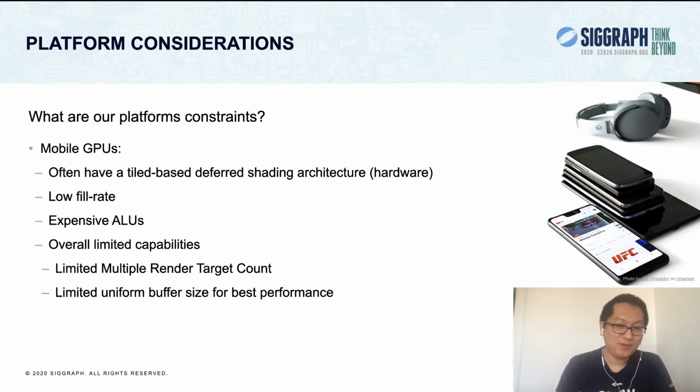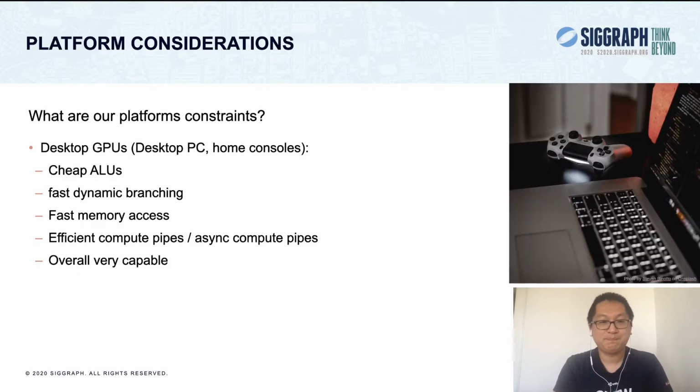Even if they support, let's say, a lot of lights for a target, if you use too many, then the performance will drop very quickly. The same goes, for instance, for uniform buffers. Maybe they can support 64 kilobytes, but if you use more than a specific amount of memory, then suddenly the performance also slows down. That's what I mean by overall limited capabilities.